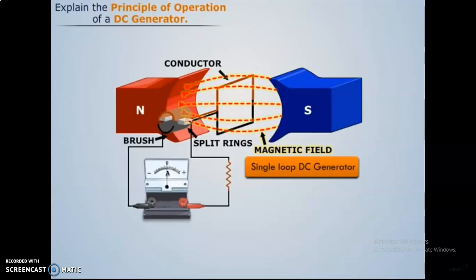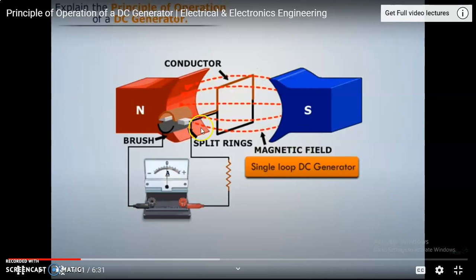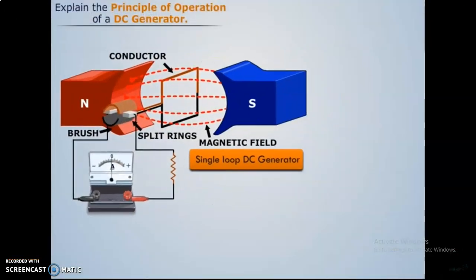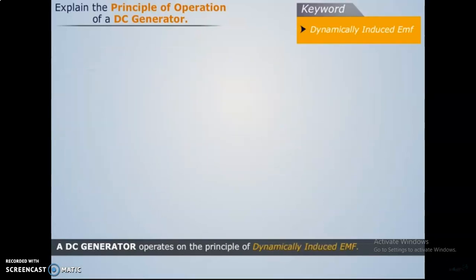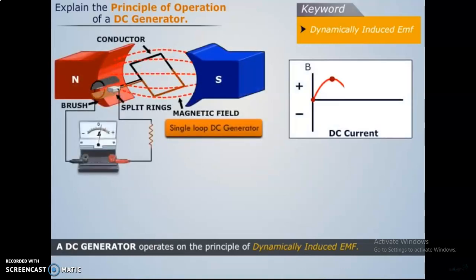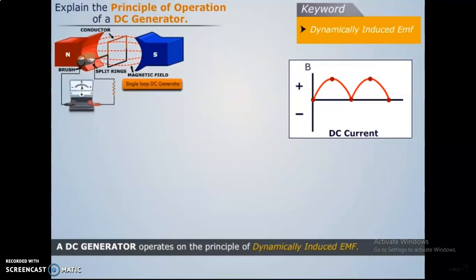Now look here, there is a permanent magnet, S and N. You have brushes, and this part is called the conductor. The conductor which is between the permanent magnets will automatically have an induced EMF, which is connected to the split rings and then to the brushes. So there will be a dynamically induced EMF. The operation of this is based on dynamically induced EMF. According to the rotation, you have the waveform. This is your DC current.